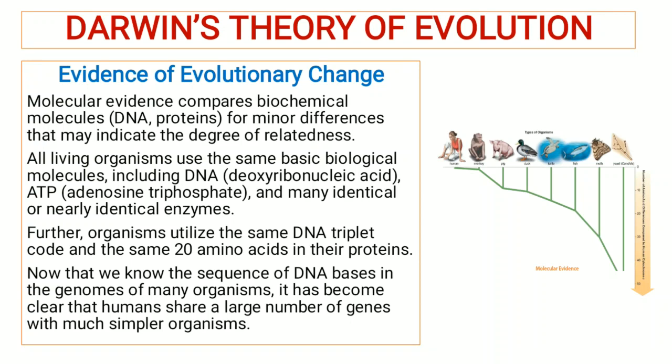So the sequence of DNA bases in different organisms can be compared and used to indicate the degree of relatedness between organisms. By comparing the sequence of nucleotides in DNA, it has become evident that humans share a large number of genes with much simpler organisms. So molecular evidence can be used as a tool to indicate the degree of relatedness between different groups of organisms.